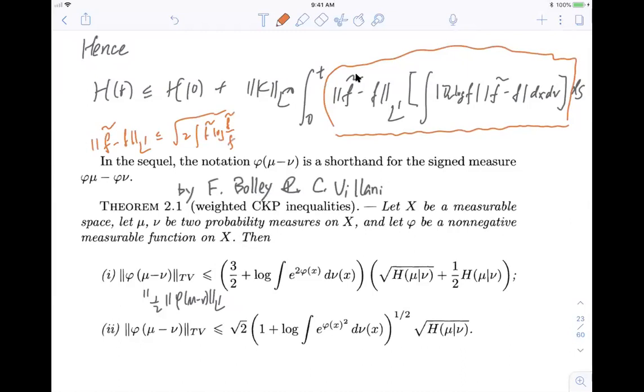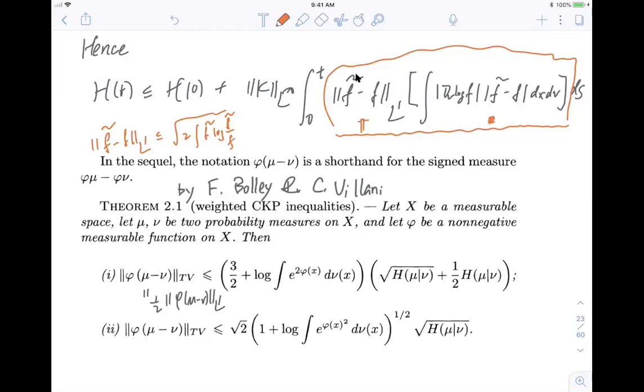So this is well known. This is like the L1 norm of two densities. A probability density can be controlled by the square root of their relative entropy. But here we can use the classical CKP for the first term. So the L1 norm can be controlled by the square root of H. Basically, there's a factor of square root of 2 there.